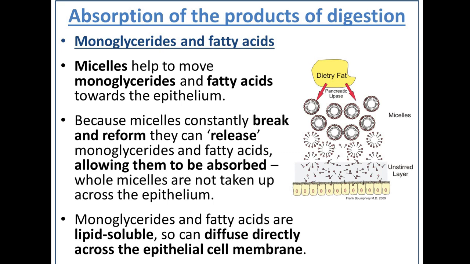Now looking at the products of lipid digestion, so monoglycerides and fatty acids. We talked about micelles last time. Micelles are basically a bit of bile with the monoglycerides and fatty acids. The micelles move towards the epithelium. But because micelles are constantly breaking and reforming, when they get to the epithelium they'll release the monoglycerides and fatty acids, allowing them to be absorbed. So the whole micelle itself isn't absorbed. It's just when the micelles release the monoglycerides and the fatty acids that they get absorbed. And because monoglycerides and fatty acids are lipid soluble, they can just diffuse directly across the epithelial cell membrane.